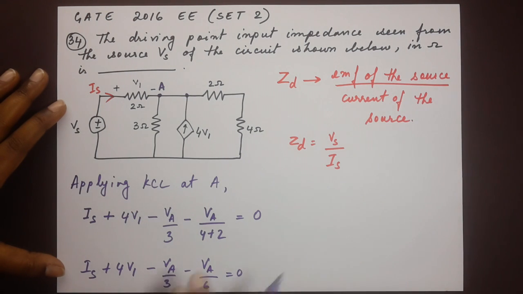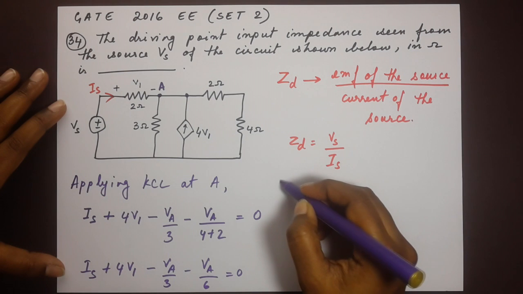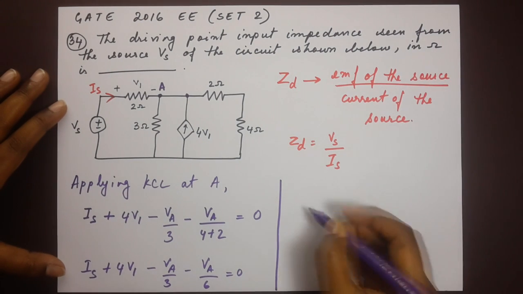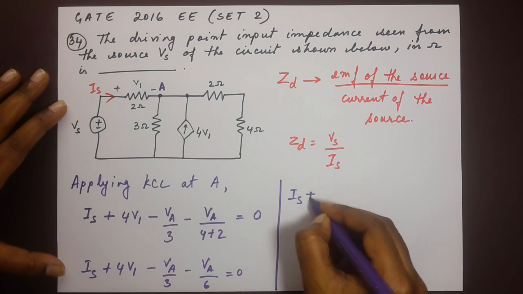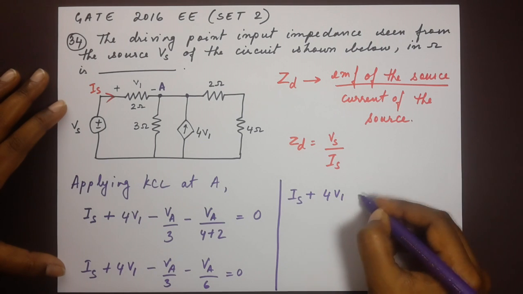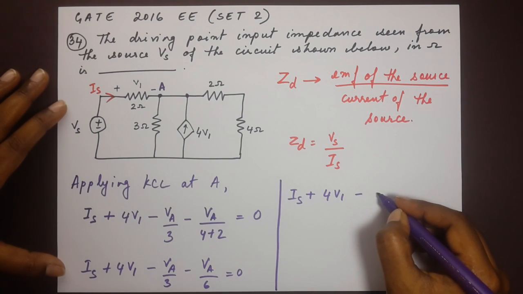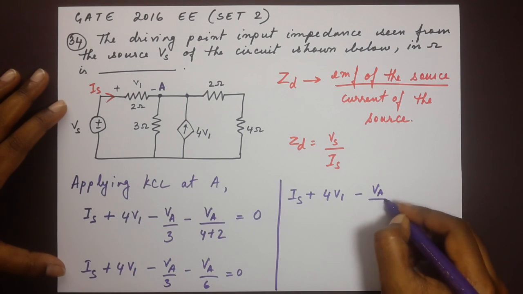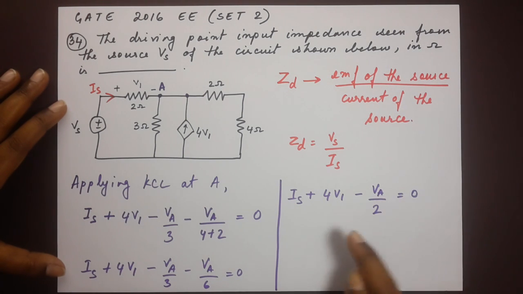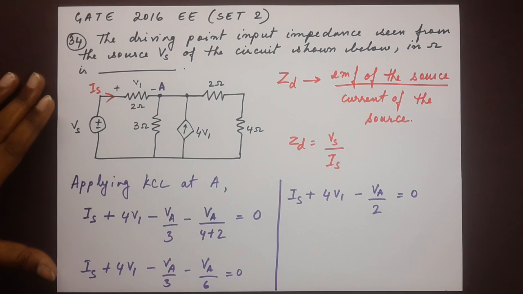Now let me simplify this even further. Is plus 4V1 minus Va by 3 minus Va by 6 will give us Va by 2 is equal to 0. So here is our basic current equation of the circuit simplified.